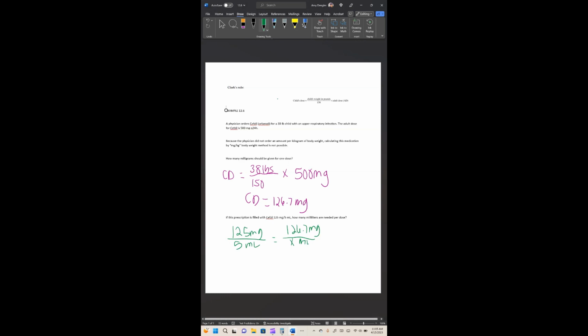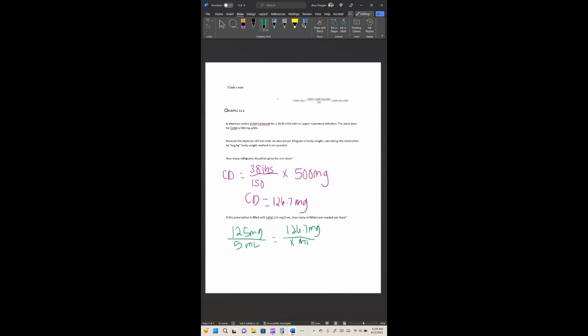Now, I want you to look at the strength of the medication, 125 milligrams per 5 ml. So that means every time the patient takes 5 ml, they're receiving 125 milligrams of medication. So we should know by now that 5 ml is 1 teaspoon.